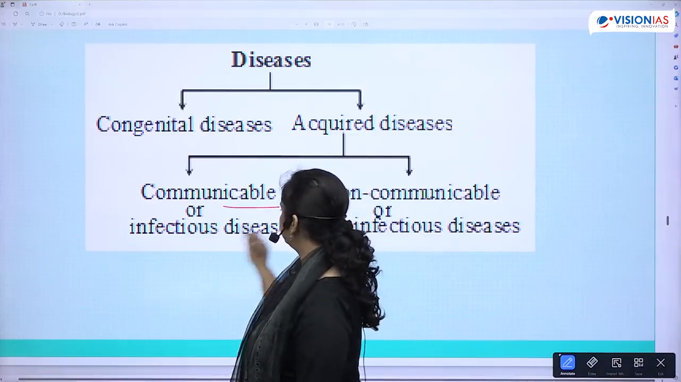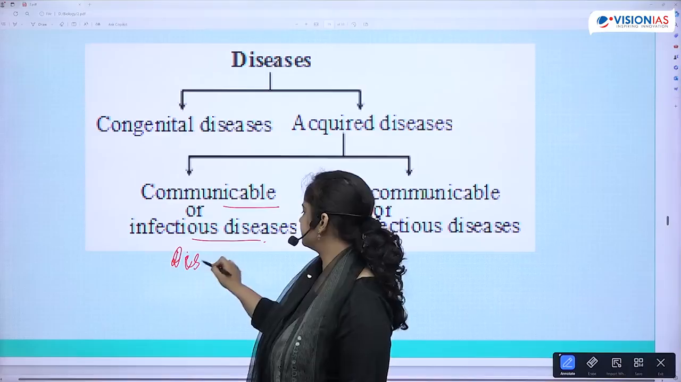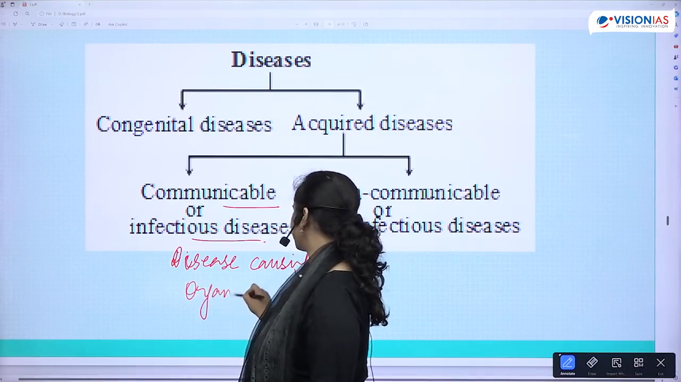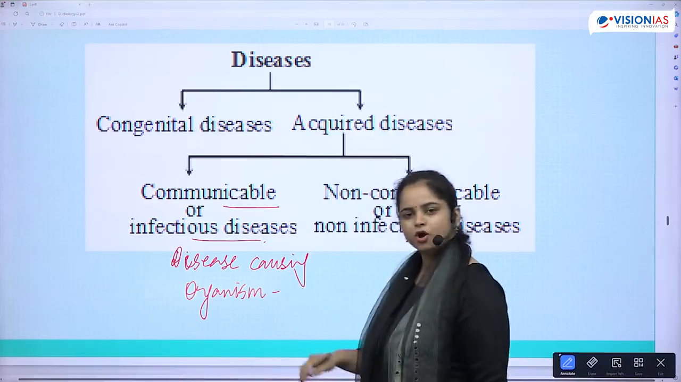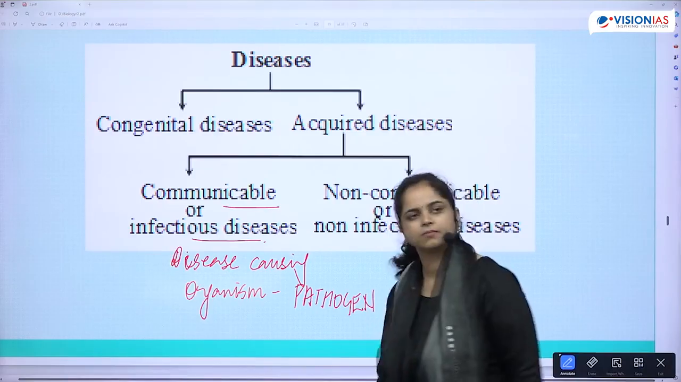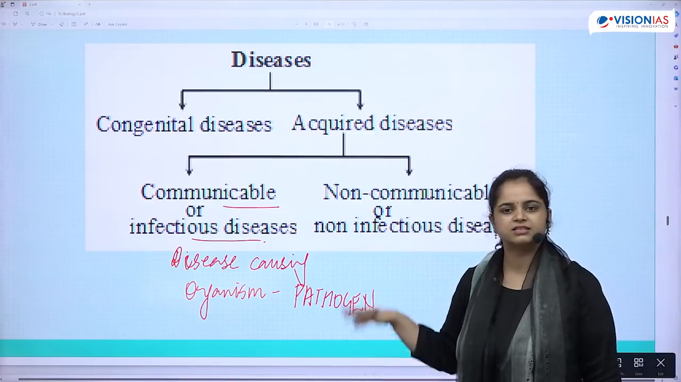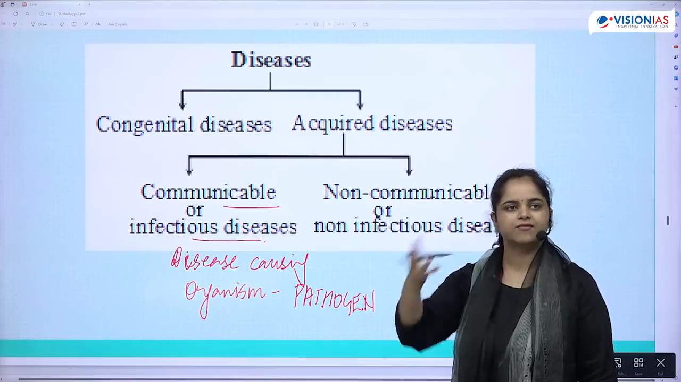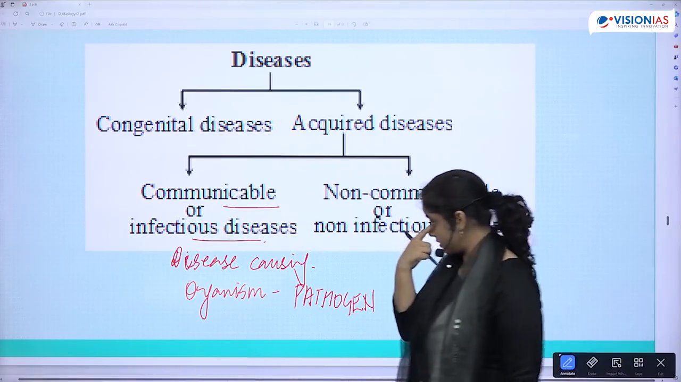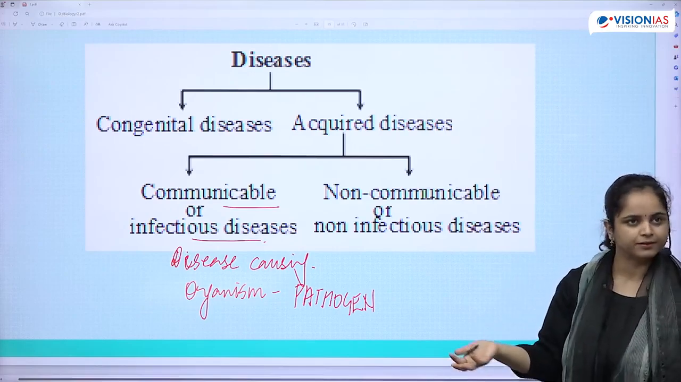One is communicable or infectious disease. This is when you have a disease from a disease causing organism. When an organism causes disease, the organism is called pathogen. अगर बैक्टीरिया कॉज कर रहा है डिजीज, बैक्टीरिया पैथोजन है. अगर वायरस कॉज कर रहा है डिजीज, वायरस पैथोजन है. फंगस कर रहा है, फंगस पैथोजन है. So whenever you have a disease from a pathogen, it is called infectious disease or communicable disease. या common language में we say it is an infection which has happened.